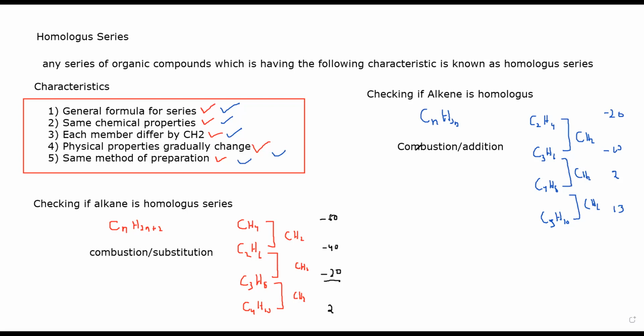Any series which follows these characteristics, we call a homologous series. So the important thing is you have to learn and memorize the general characteristics of a homologous series: same general formula, same chemical properties, physical properties gradually change, each member differs by CH2, and they all have the same method of preparation. Now we'll do some questions related to organic chemistry: alkane, alkene, alcohols, and carboxylic acids. The last part, the polymerization.